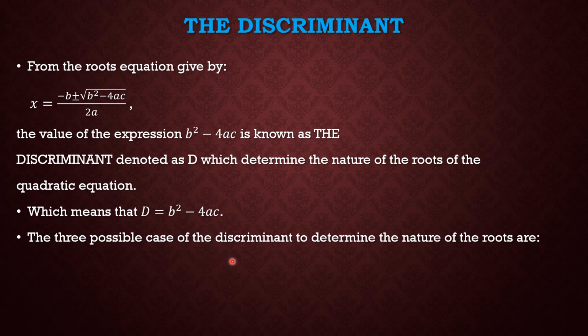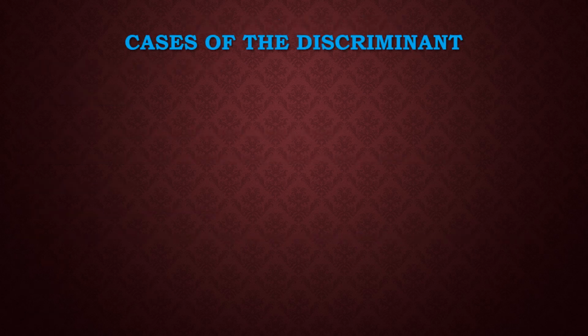So the three possible cases of the discriminant are, first, if we evaluate the discriminant and end up getting it to be greater than 0, what are the possible roots that we are likely to get from the quadratic equation? We also get another case where the discriminant is equal to 0, and another case where the discriminant is less than 0. Now, let's understand the full concept of the cases of the discriminant.